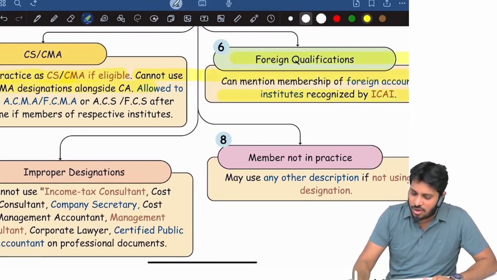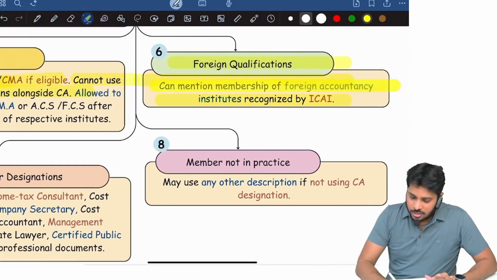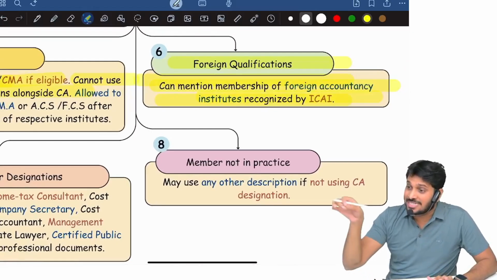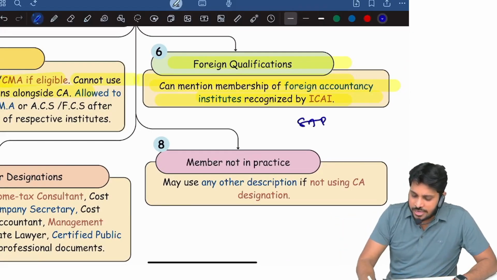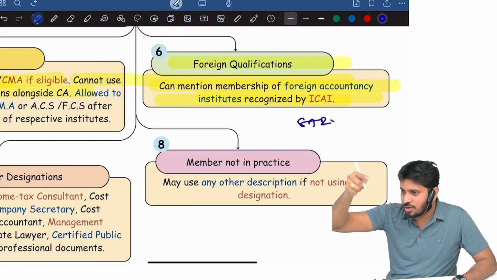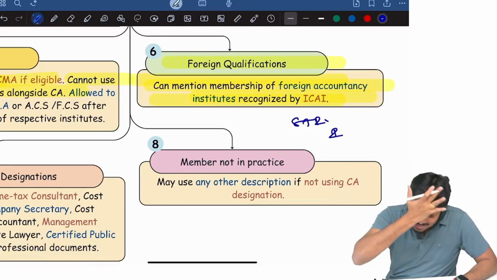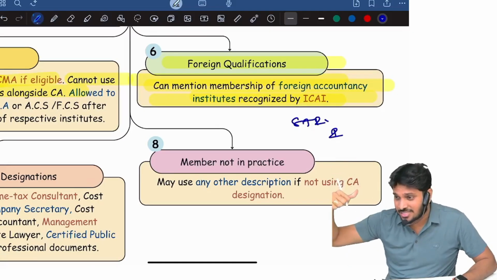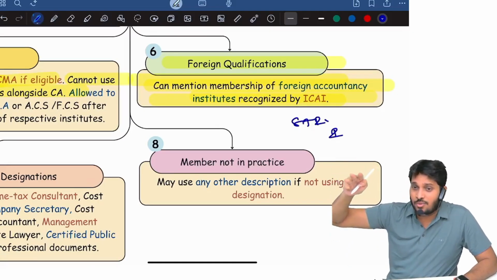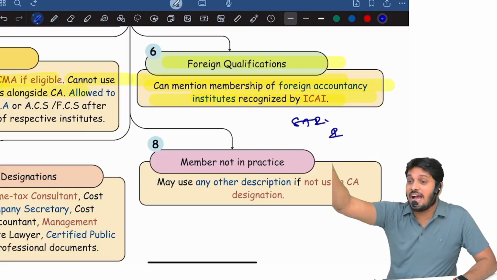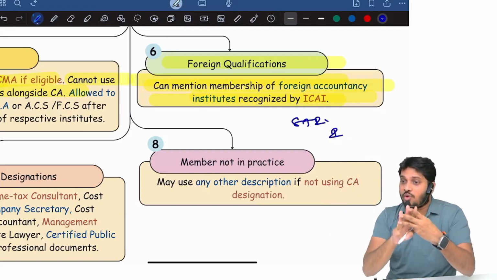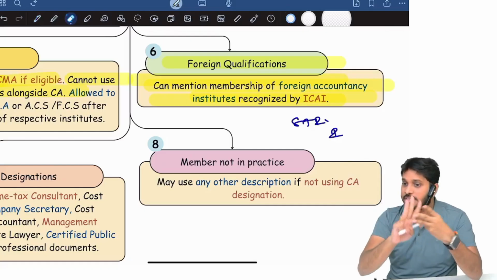You can mention any qualification, no problem at all. You can mention membership of foreign accountancy bodies recognized by ICAI: the South African Institute of Chartered Accountants, SAICA, and the Institute of Chartered Accountants in England and Wales. That one is permitted. And there is another one, I'll just tell you. There are three bodies. What is it? CPA Ireland. So these three additional qualifications of foreign bodies you can mention. Only these three were given in the list.